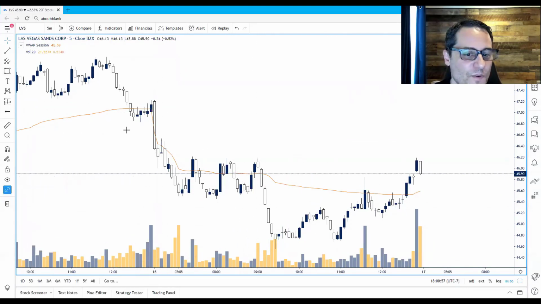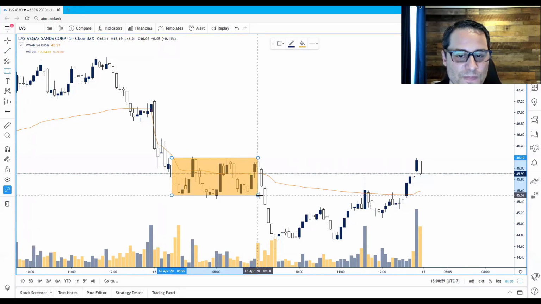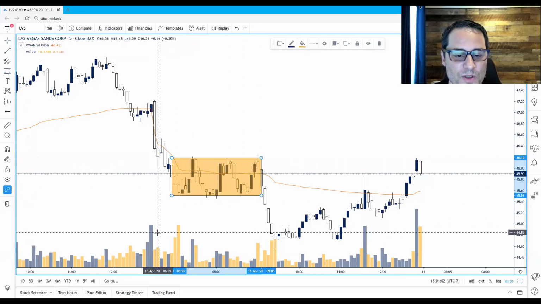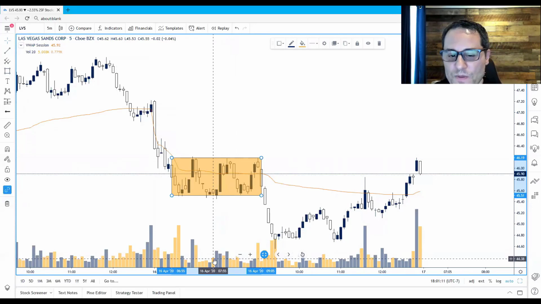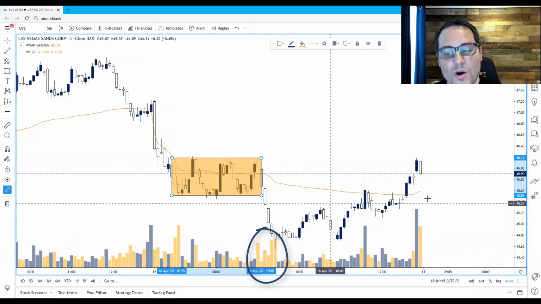Sells off, and then it forms this interesting corrective structure. And look what happens during this period. Volume starts to taper off, and it gets pretty low. And this is during the opening part of the session, the first 2 hours, when volume is usually at its highest. So volume starts to dip, but then look what happens once it breaks out.